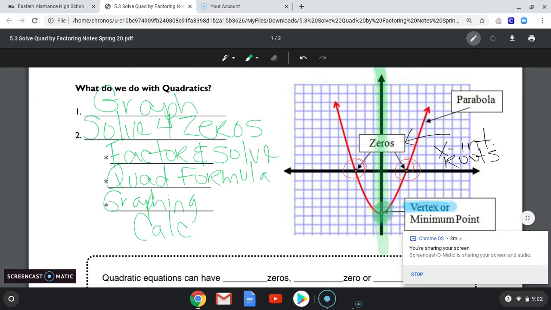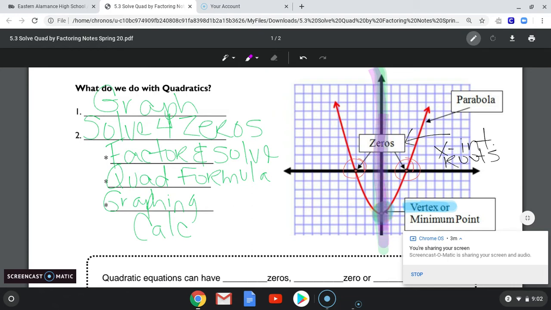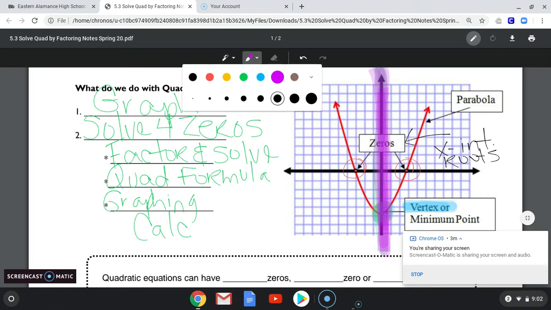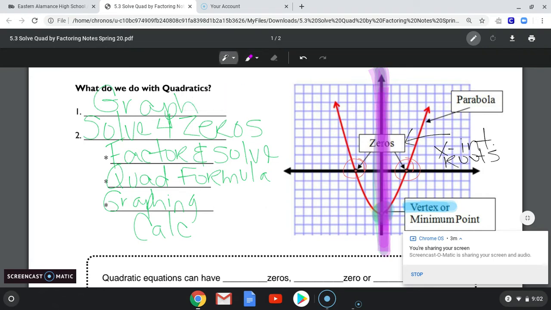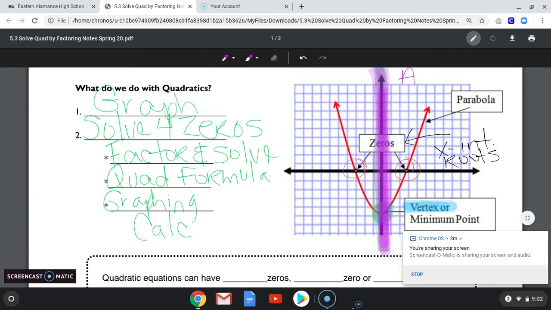I know that's sort of hard to see. I wish I had some better highlight colors, but this line right here in the purple is going to be called my axis of symmetry. I'll be having a video later on for us to talk a little bit more about that axis of symmetry. But today, let's focus on finding these zeros, finding the x-intercepts or finding the roots, figuring out where does my quadratic graph touch the x-axis.